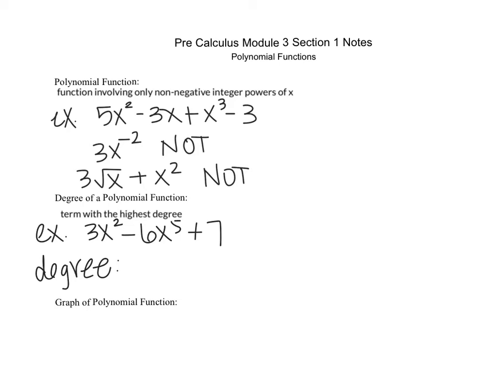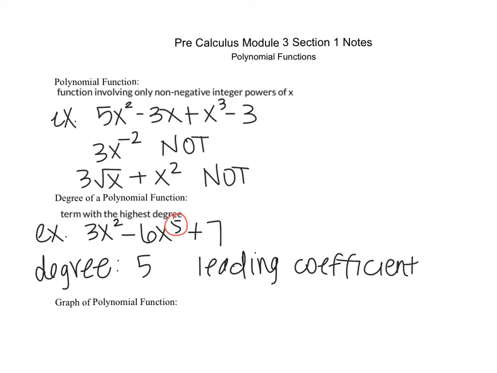If I look here, my second term has a degree of 5, whereas my first term only has a degree of 2, and 5 is bigger than 2. So the degree of the entire polynomial is going to be 5. We can also look at something called the leading coefficient, which always goes with the term with the greatest degree. And the leading coefficient is always just the coefficient of the term with the greatest degree. So in this case, I look at the entire term, negative 6x to the 5th. So the leading coefficient would be negative 6.